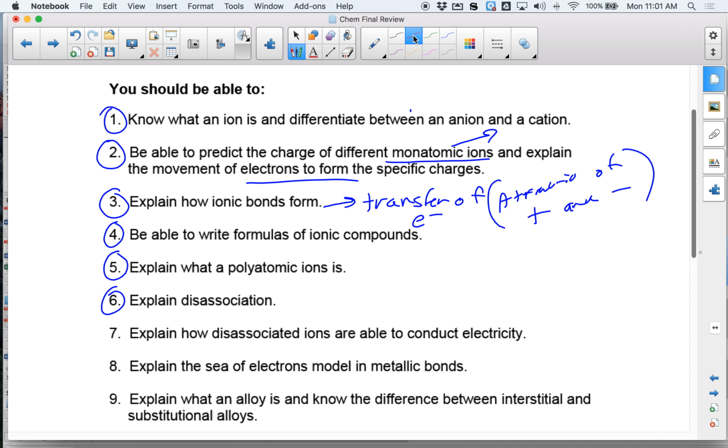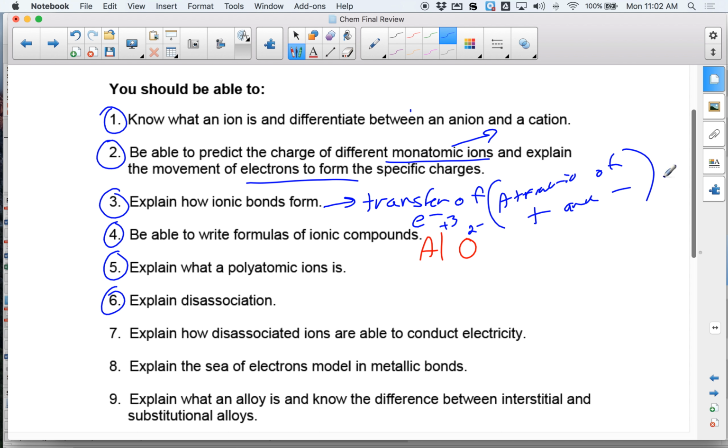All right, number 4 says you should be able to write formulas of ionic compounds. So, for example, aluminum and oxygen. All right, shut up and listen. Aluminum and oxygen. When these two get together, there's going to be a transfer of electrons. Remember, aluminum is going to lose 3 electrons to form a +3 cation. Oxygen is going to gain 2 electrons to form a -2 anion.